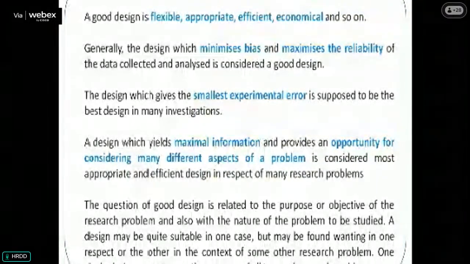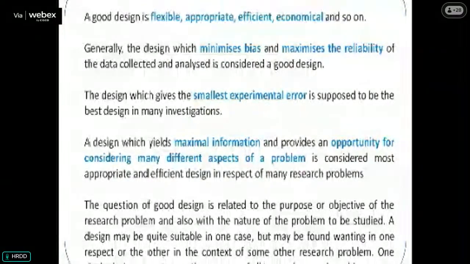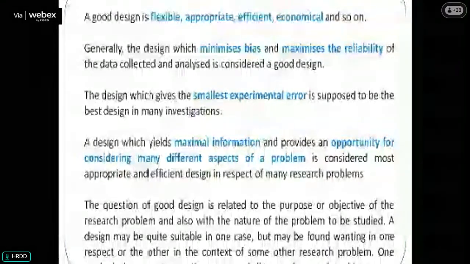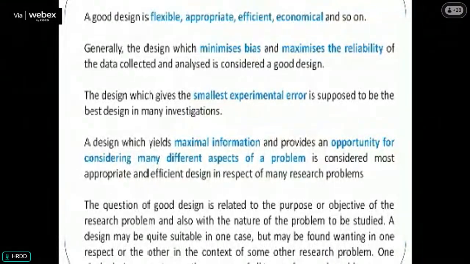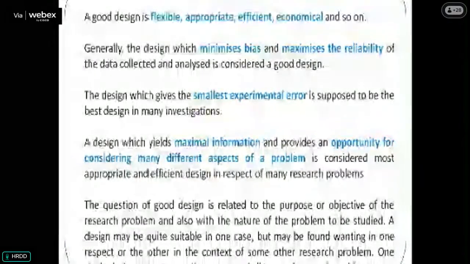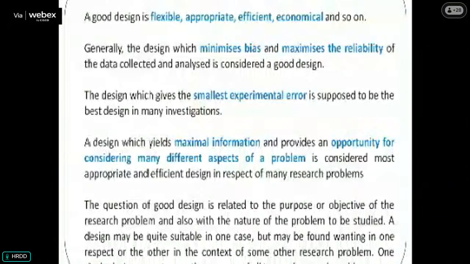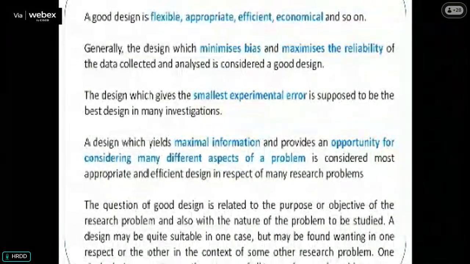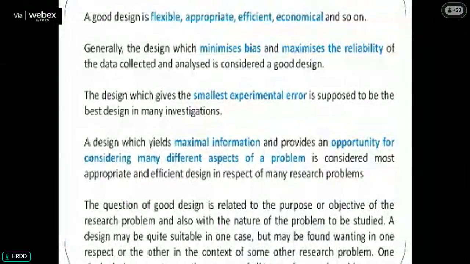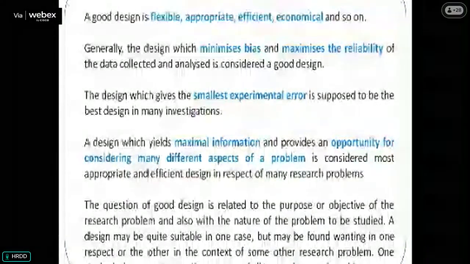Economical, generally a result which minimizes bias, not in one way, and maximizes reliability is a good design. The design which gives the smallest experimental error. We understood what experimental error is with the help of variables. So we will basically be dealing, in each data collection, in every data, or broadly the whole thesis, with a relationship between 2 variables, independent variable and dependent variable.